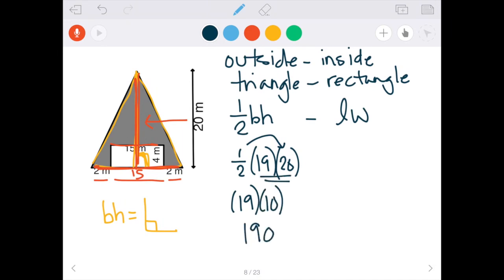And that gives us 190. You could multiply both and then do times 1/2. You're still going to get 190. So there's our triangle, minus our rectangle, length and width.